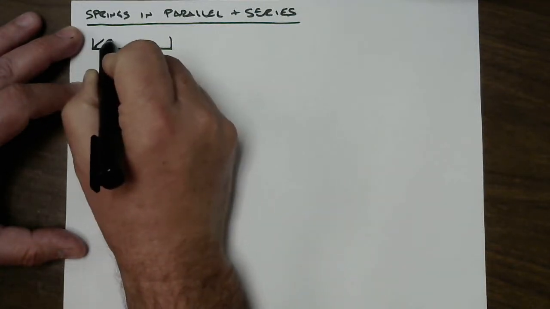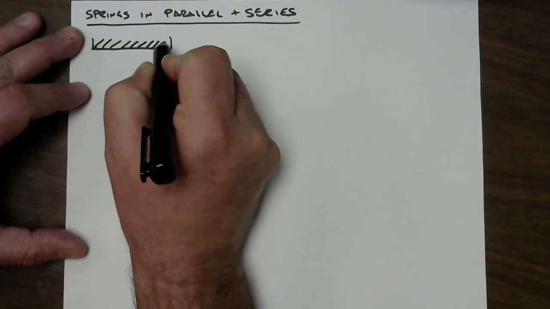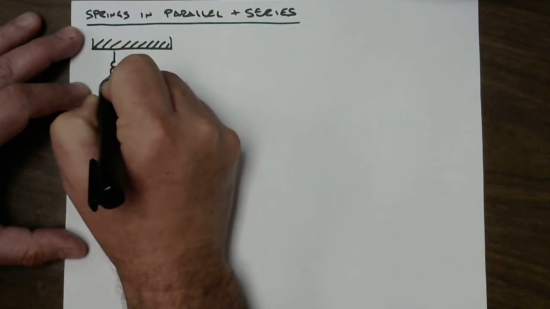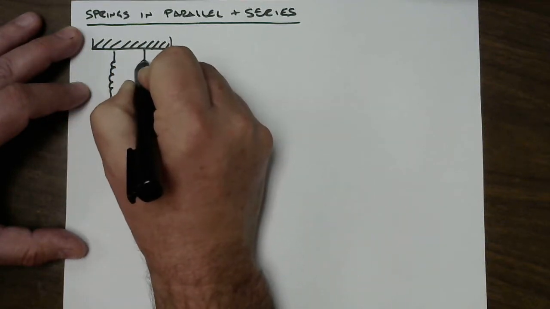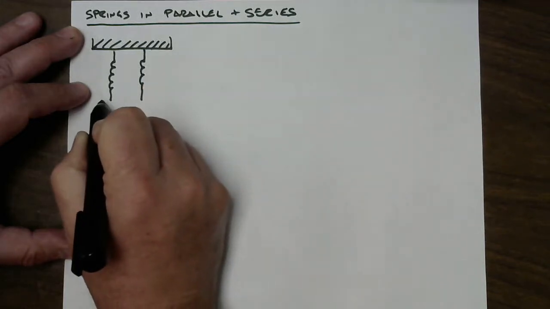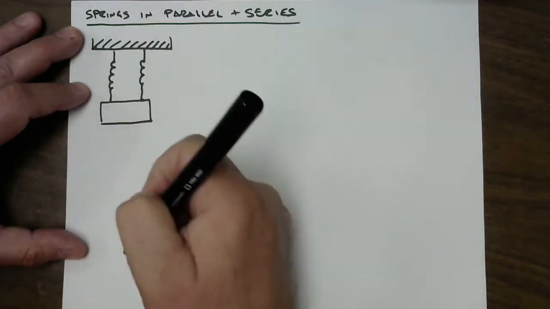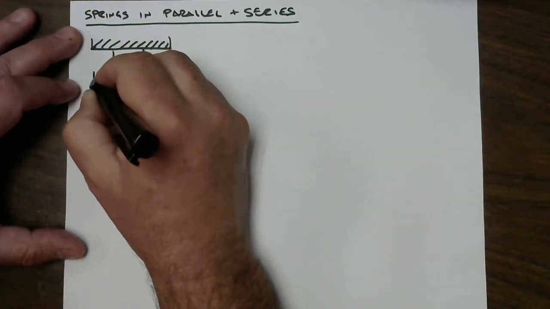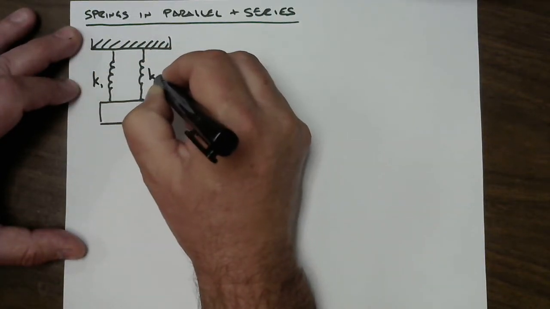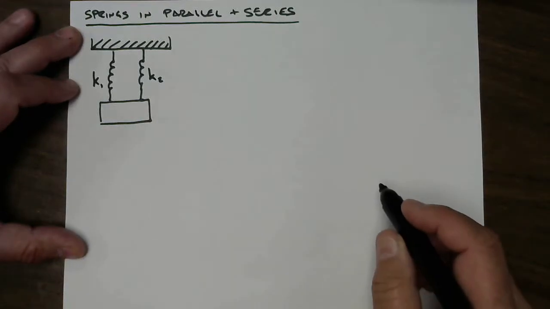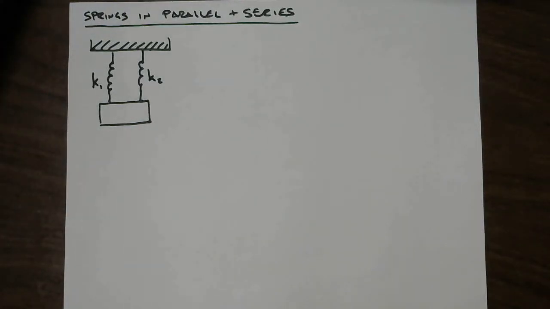Springs in parallel are, as the name suggests, right next to each other, but it's more important that they share, and I'm just going to do two. I'm going to hang a big old weight from these springs, and that weight is going to pull the springs downward. Now, this spring is going to have a spring constant K1. This spring is going to have a spring constant K2. And in order to understand what's going on here, we need to figure out what's going on.